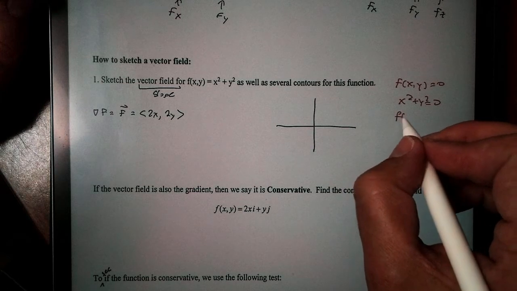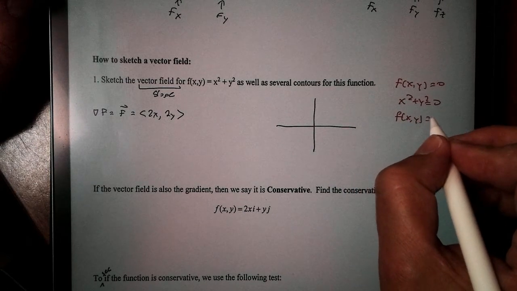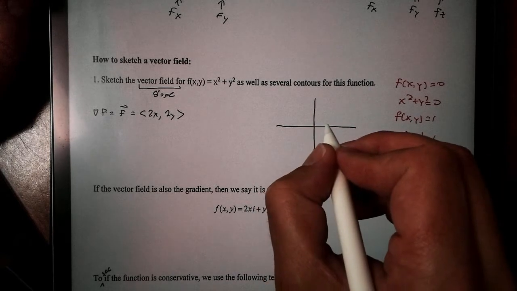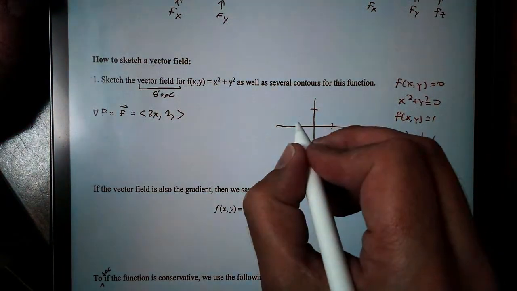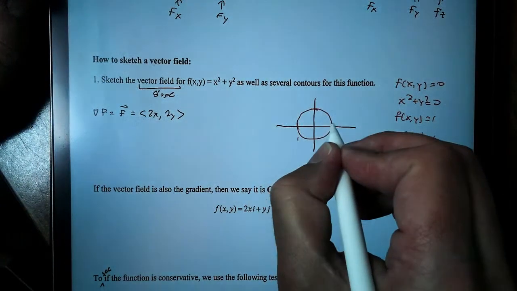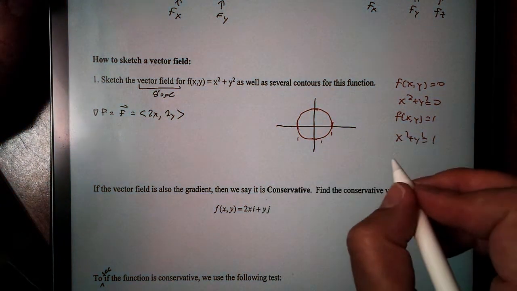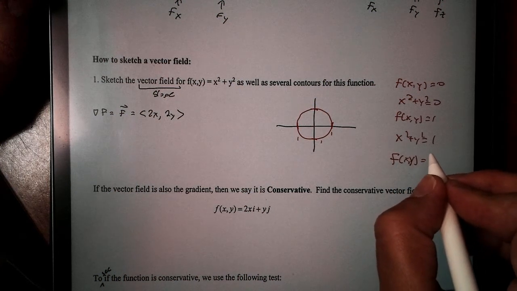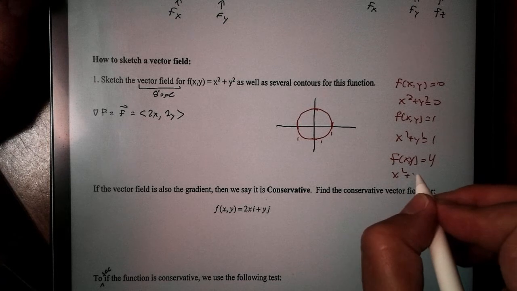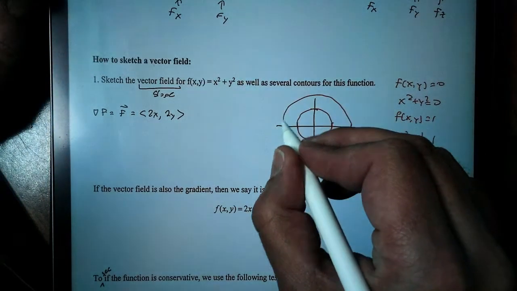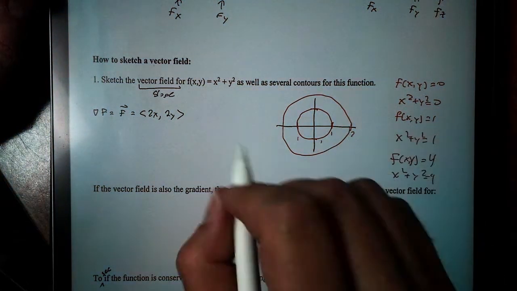If we let f of x y equal 1, we would get x squared plus y squared equals 1. So we have a circle, radius 1, like so. And let's do one more, f of x y equals 4, mainly so I can make it a nice circle here. And that's going to be radius 2. There we go. So we got a few contours.